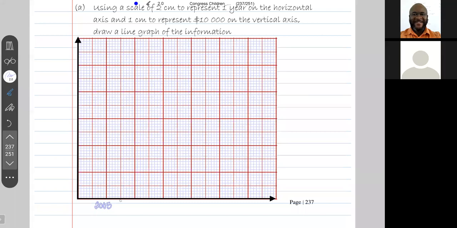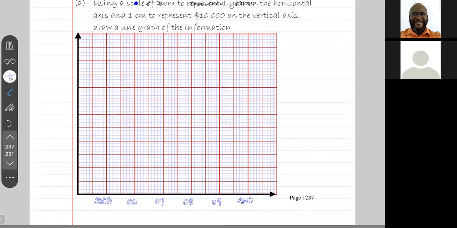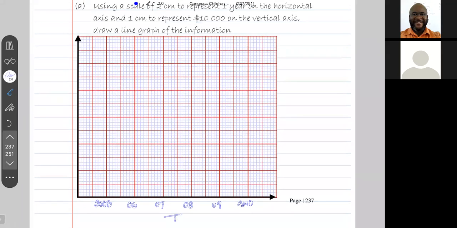So 1 centimeter, 2 centimeter, 06. 1 centimeter, 2 centimeter, 07. 1 centimeter, 2 centimeter, 08. 1 centimeter, 2 centimeter, 09. 1 centimeter, 2 centimeter, 2010. On the horizontal axis, down here is time, and this is in years.